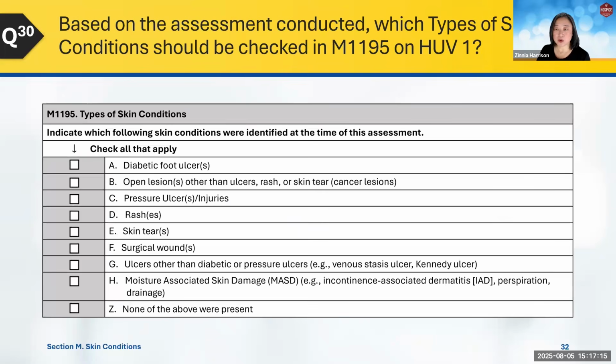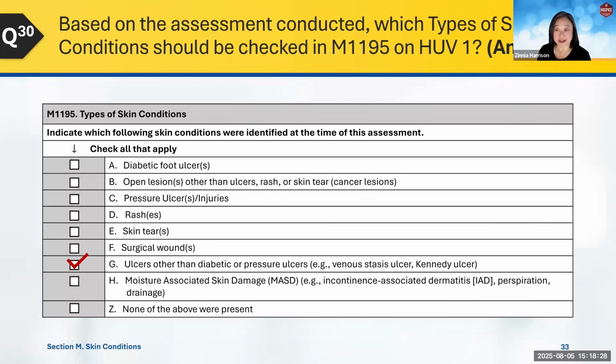Okay, as you can see in this poll, we could not include all the options, but more importantly, the right answer options are there. So take a moment to take a look at those based on that scenario. So which skin types or skin conditions should be checked? Okay, so let's close that and we can launch that and look at the answer.